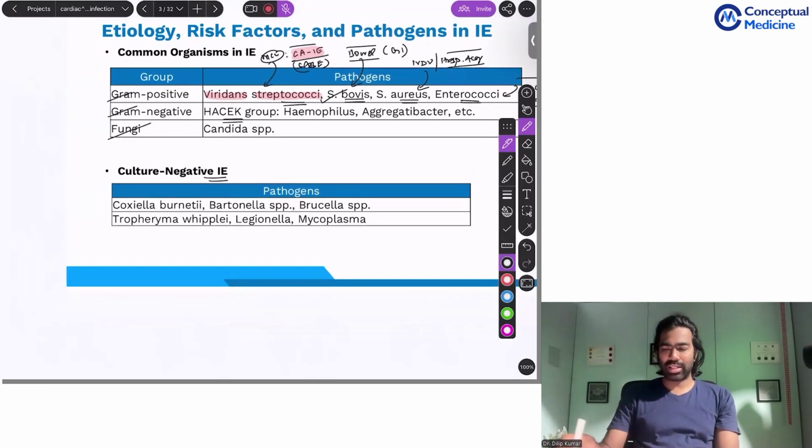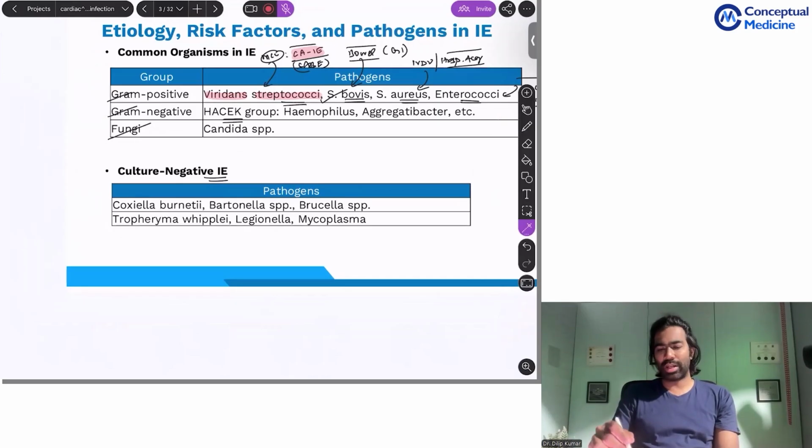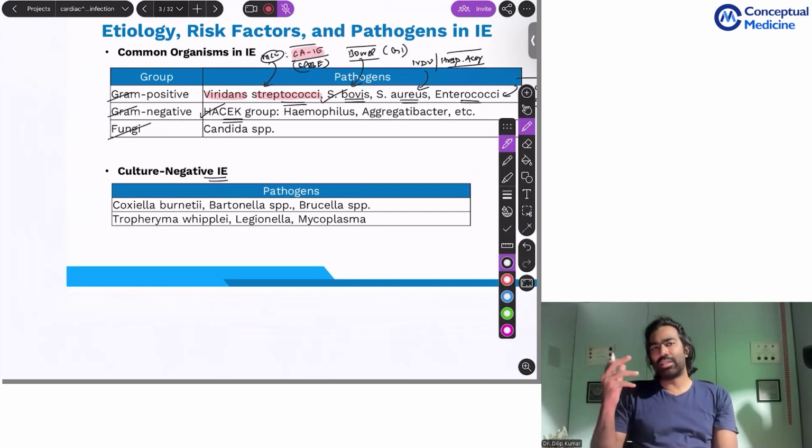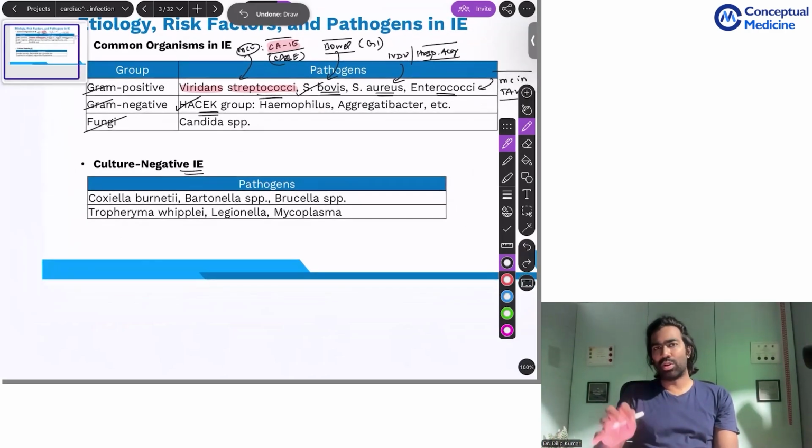HACEK group is very rare. HACEK stands for Haemophilus, Aggregatibacter, Cardiobacterium, Eikenella, and Kingella group. So they are slow-growing organisms. Generally it takes around 5 days for the organism to show up in the culture. So it's not really culture negative, but it takes a little bit of time for these organisms to show up in the culture. That's the important point.